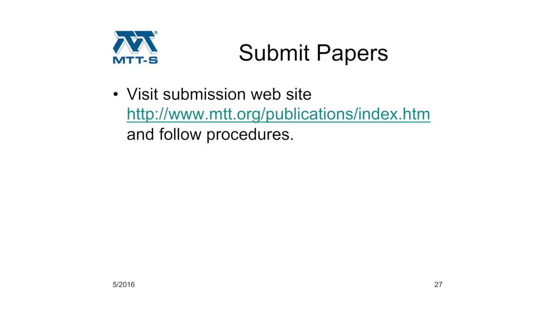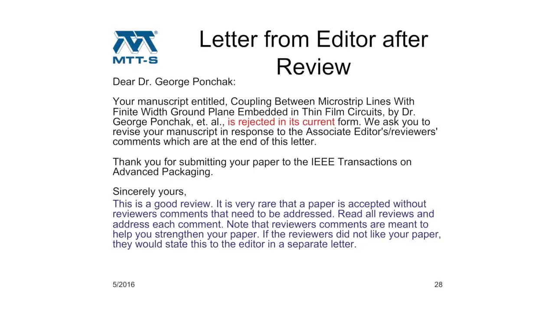Submit your papers. Every society, every journal has the rules of how to do that on the internet sites. So you submit your paper, you get a letter back. This is a real letter I received back from one of my papers. It's a rejection, as you can see. This paper was rejected in its current form, but we ask you to revise your manuscript. This was a good letter. I was happy to receive this letter. Yes, it was a rejection, but it was inviting me to resubmit the paper.